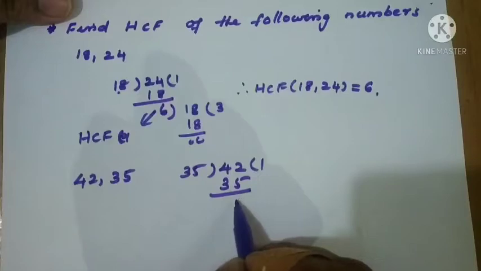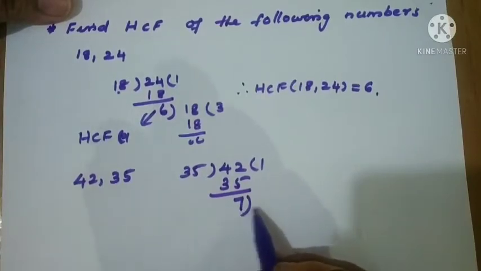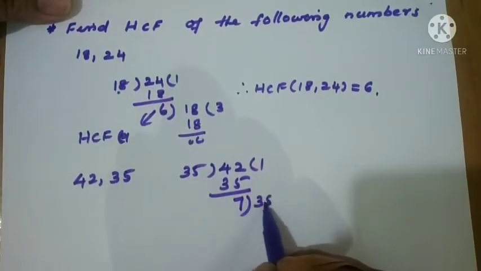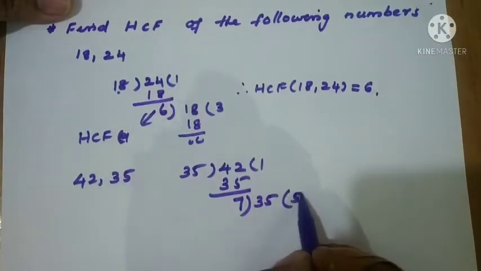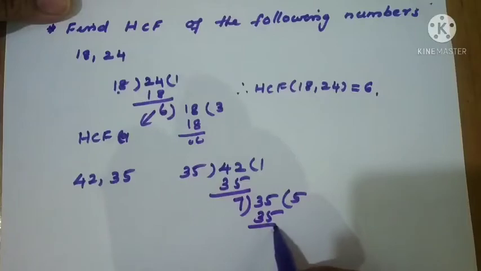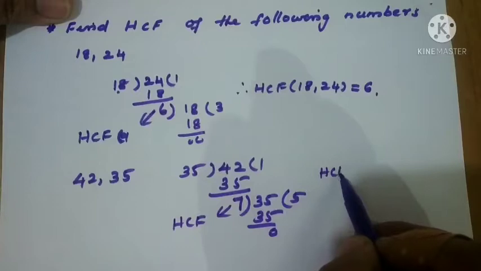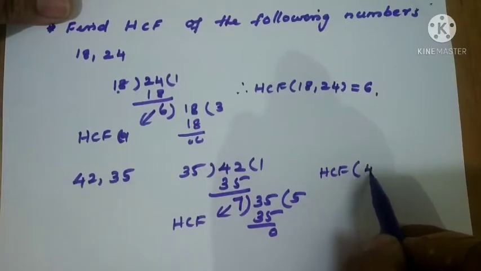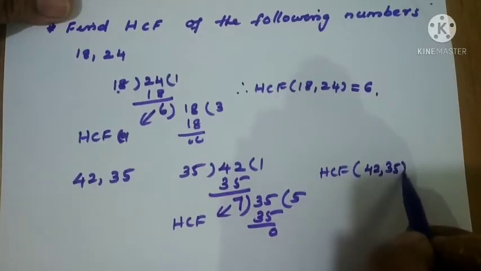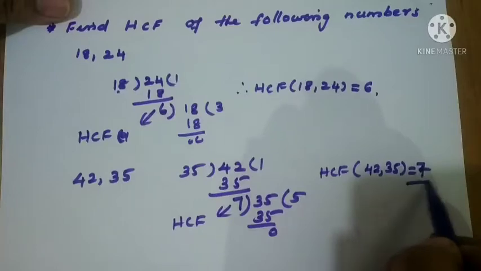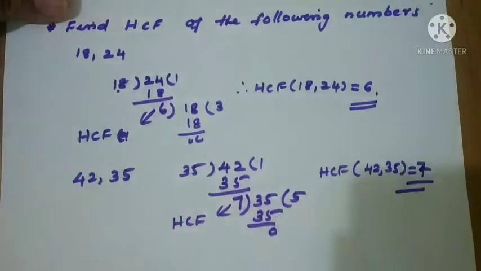So the remainder is 7. Again 35 should be divided by 7. How many times? 5 times. So the remainder is 0. When the remainder is 0, our process is complete. Then the last divisor is taken as the HCF. So HCF of 42 and 35 is equal to 7 only. In the previous case it was 6.